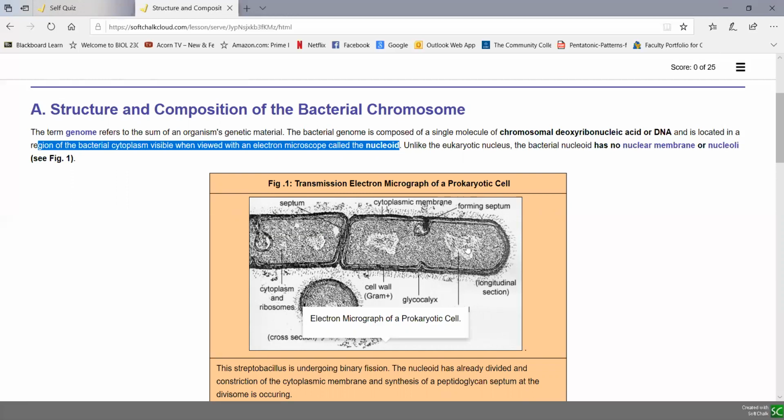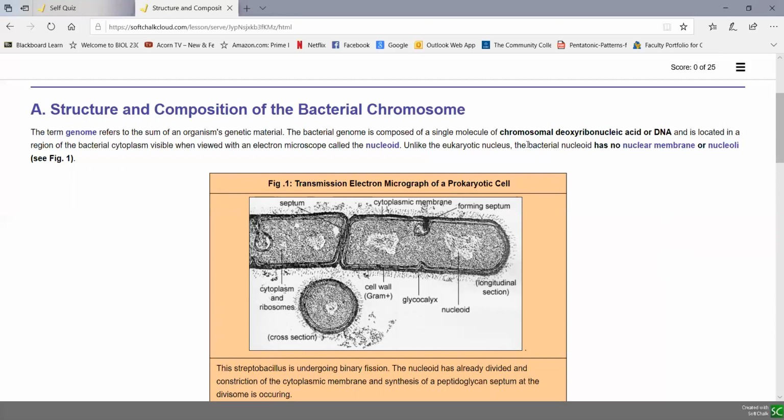So here we see in figure 1 where the chromosome has already duplicated itself and separated prior to cell division. And this wad of DNA here that we can see, that area is called the nucleoid. Keep in mind that unlike the eukaryotic nucleus, the bacterial nucleoid has no nuclear membrane, and we see no nucleoli.